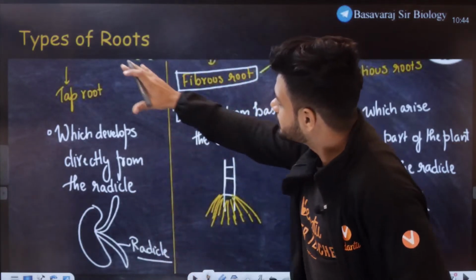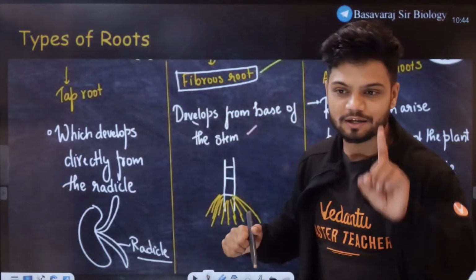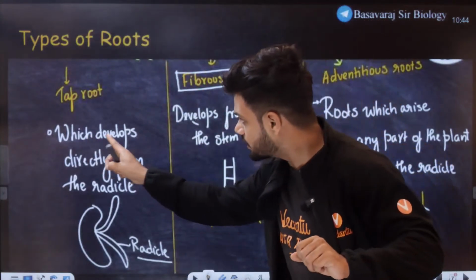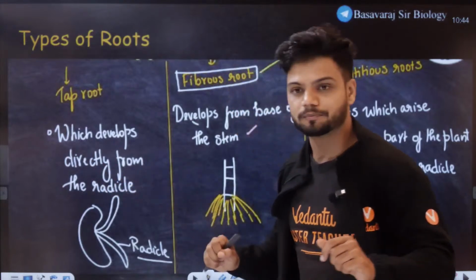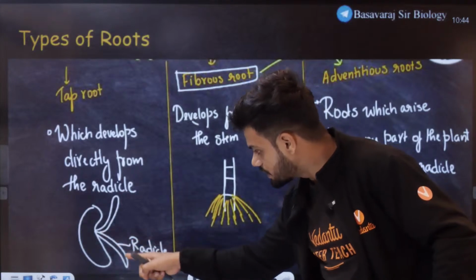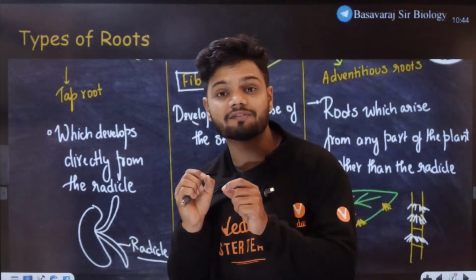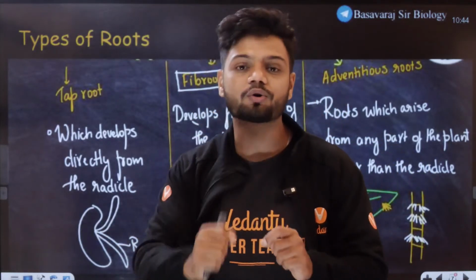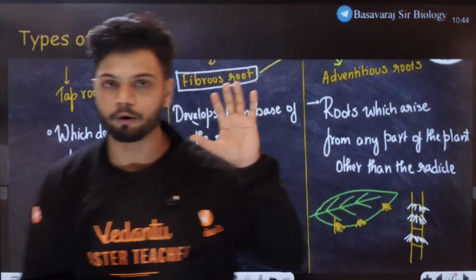Okay. Types of roots. Now, what is a taproot? Understand, all of you, what is a taproot? It develops directly from the radical. If this is a seed, if this is a radical, from this radical, if the root is developing directly, that is called a taproot. Okay, that point is clear.